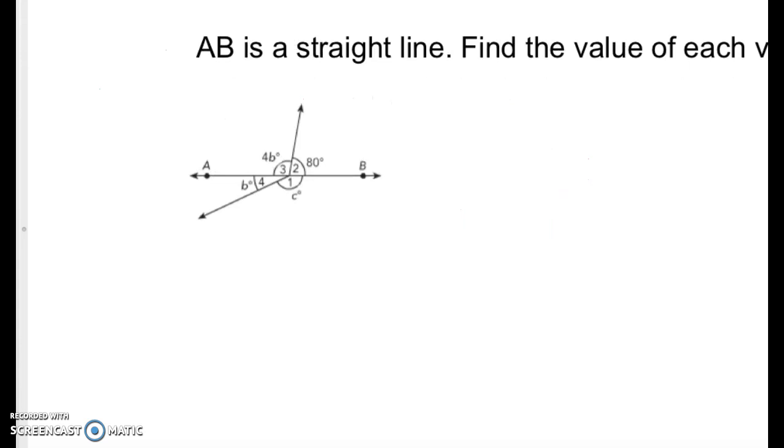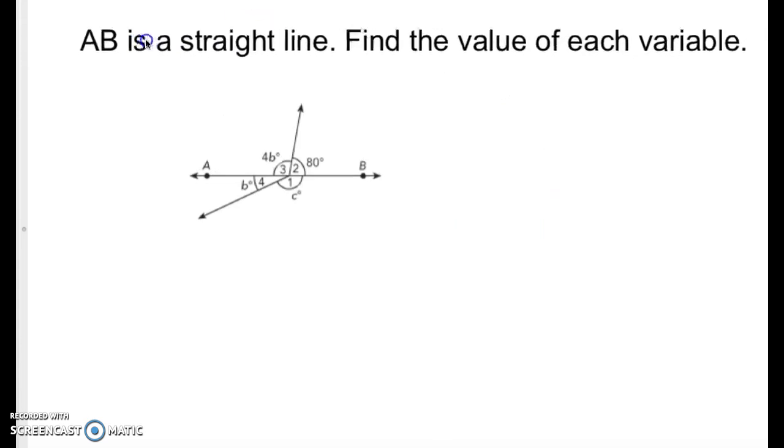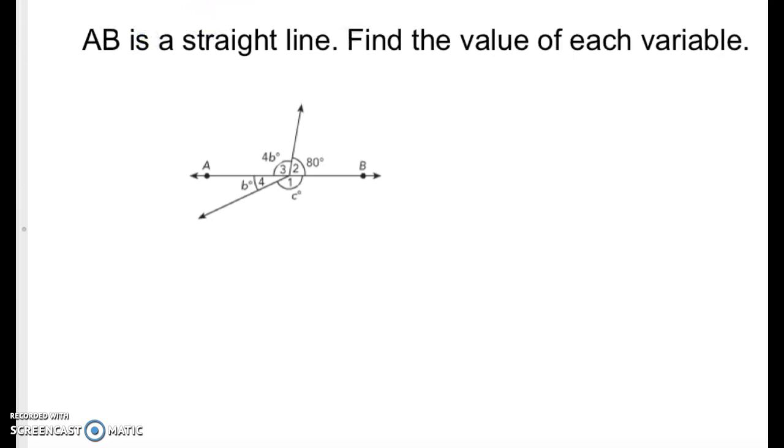Now let's look at another example. We have AB as a straight line, and we want to find the value of each variable. Here we have two different variables. We have b and c. So let's start with the given. It says AB is a straight line. We know that straight lines equal 180. So that's helpful here. Angle 2 and angle 3 right here are going to equal 180 degrees. So we have 4b plus 80 equals 180.